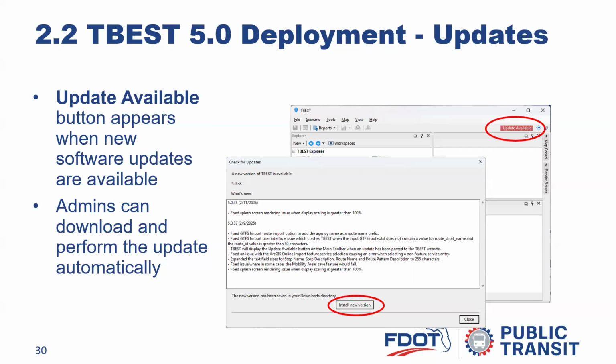If you're not an administrator, it will give you the release notes for the version that's available, and then not allow you to install it, but tell you, hey, you need to get an IT administrator in to help you out and install this new version. So this is newer to TBEST 5, where we're displaying it prominently when new versions are available, and then you can easily download and grab those updates.